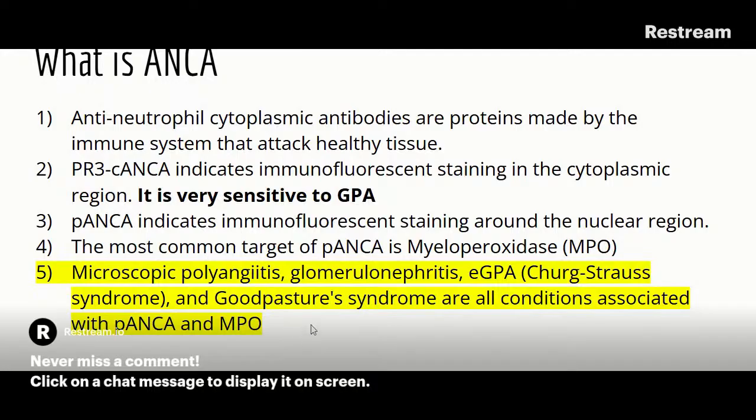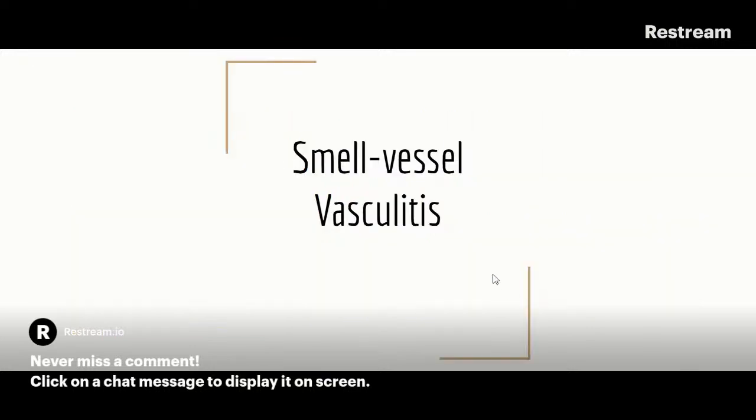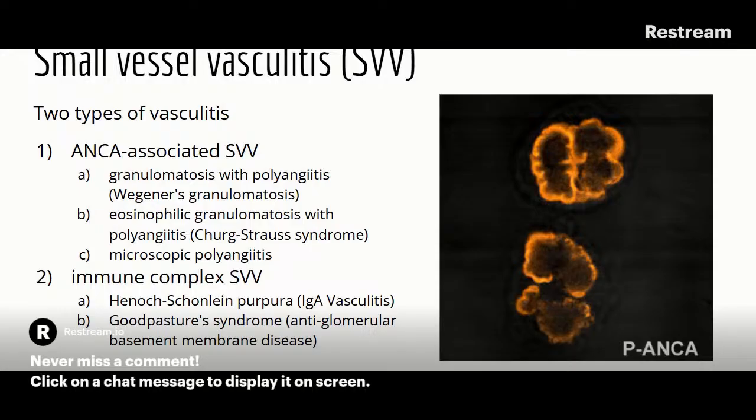Microscopic polyangiitis, glomerulonephritis, Churg-Strauss, Goodpasture's, they're all associated with p-ANCA and MPO. It is less likely, but possible, that you could have a c-ANCA-positive eosinophilic granulomatosis with polyangiitis, but from an exam standpoint, I would not expect that to be the answer. So we'll talk about the small vessel vasculitides.